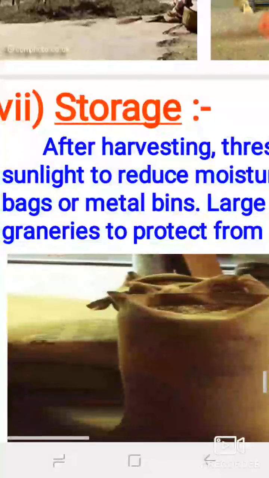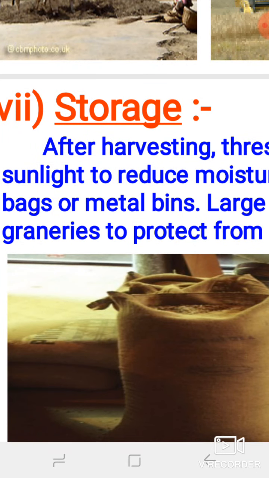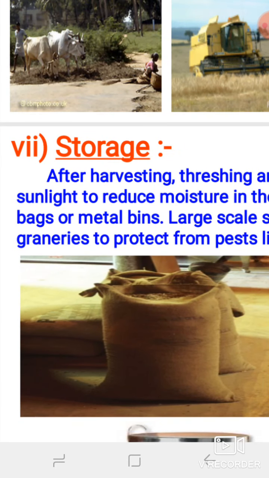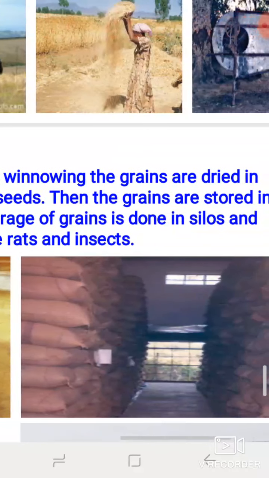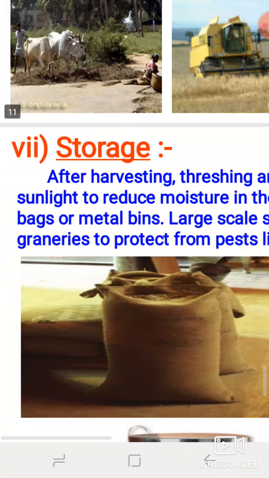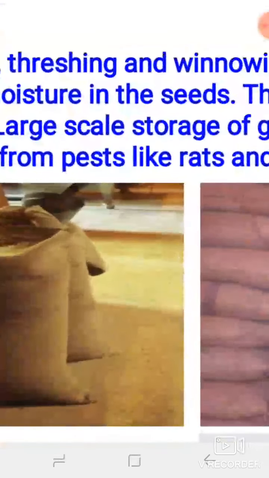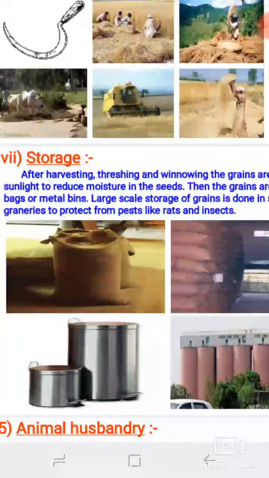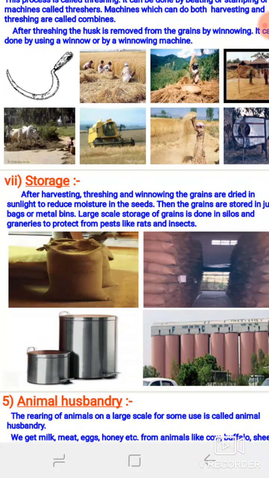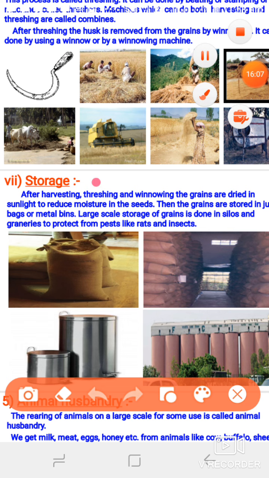After that, storage. After the harvesting, keep in mind that during harvesting, various important steps such as threshing and winnowing are also very important. As you can observe here, the first one is threshing and winnowing of the grains.